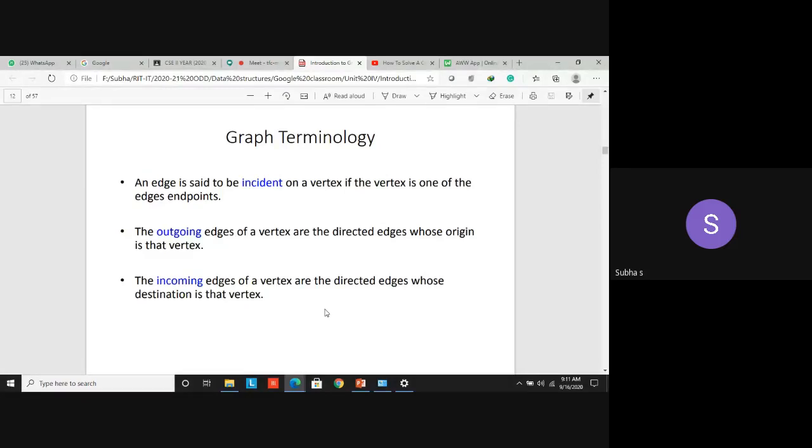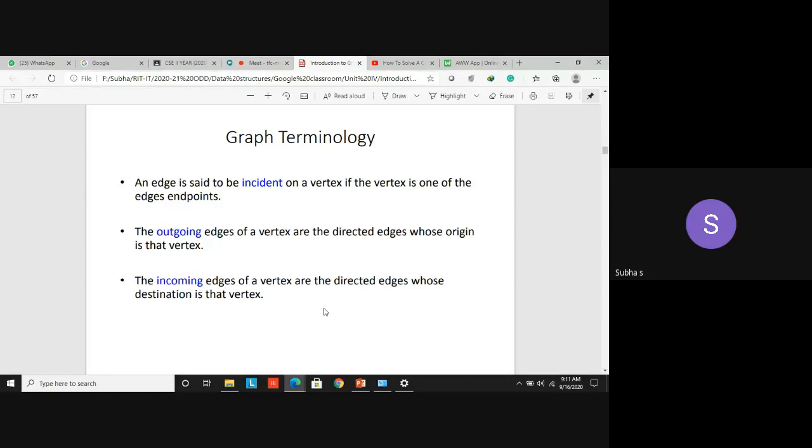Outgoing edges means what? From that vertex, how many edges are leaving? Those are called outgoing edges. So that vertex is considered the source vertex or the origin. From that particular vertex, how many edges are leaving out? It's not getting in. So those are called outgoing edges.